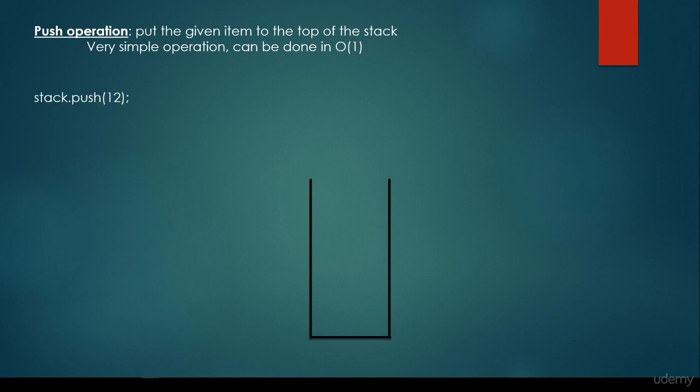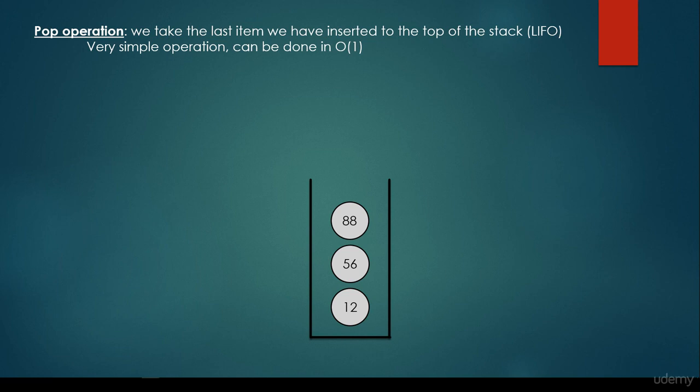So we would like to push the 12 on the stack. We just insert it. Then we push the 56. We are going to put it on the top of the 12. We are going to push 88. It's going to be the next item we push onto the stack. Okay, so the push operation is basically adding items to the stack.